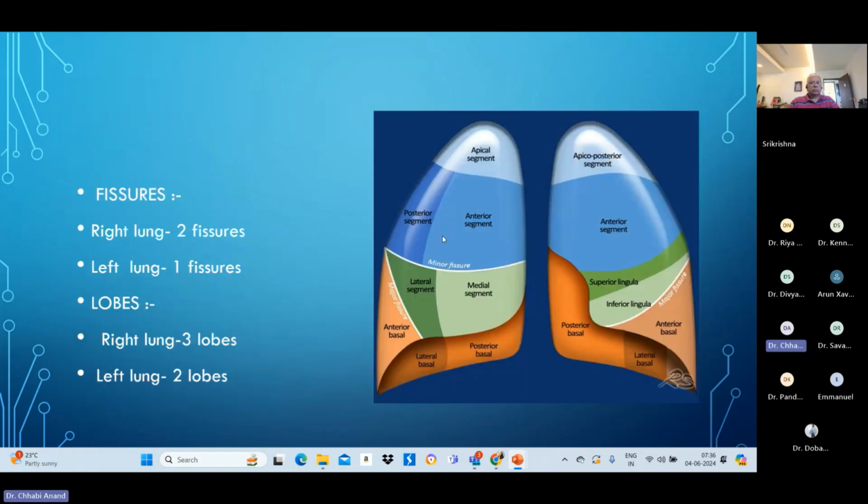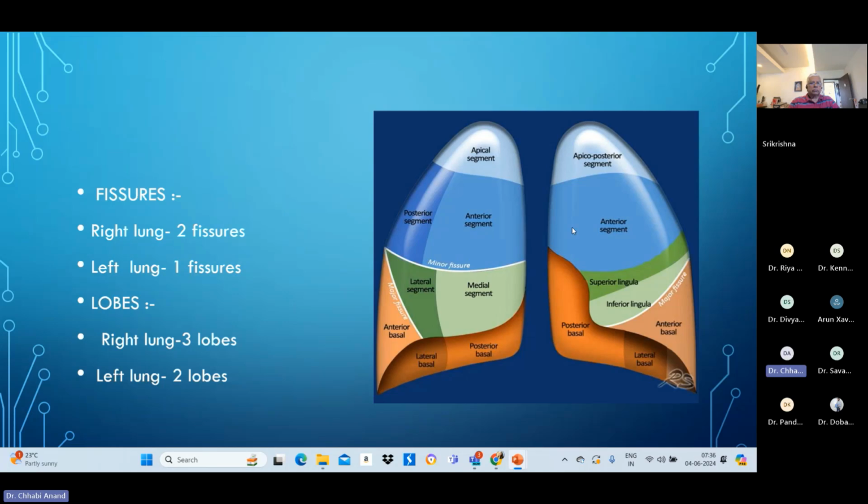In the right lung, there are two fissures, minor fissure and major fissure, which divide the right lung into three lobes. And in the left lung, there is one fissure, that is the major fissure, which divides the left lung into two lobes, upper lobe and the lower lobe.